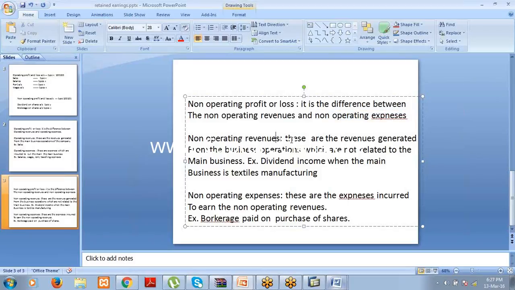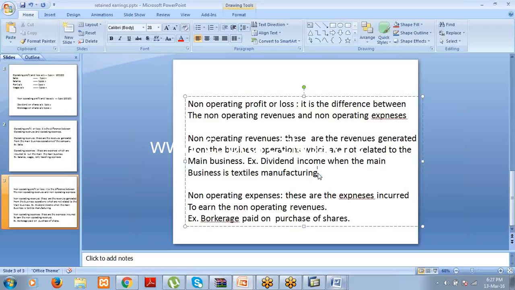Non-operating revenues means these are the revenues generated from the business operations which are not related to the main business. Example, dividend income when the main business is textiles manufacturing. See, for example, our main business is textiles manufacturing. Then this year we have some additional funds and these funds we have invested in the shares of another company. At the end of the year, that other company has declared the dividend. This is called non-operating revenue, because purchasing the shares in other companies is not your main business.